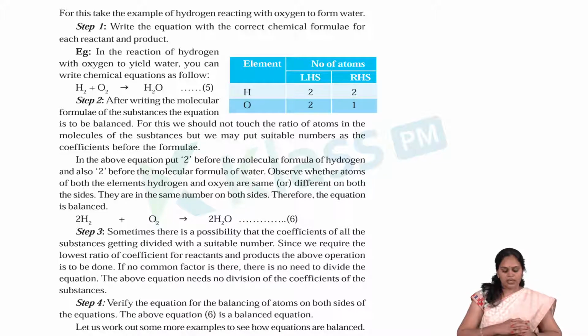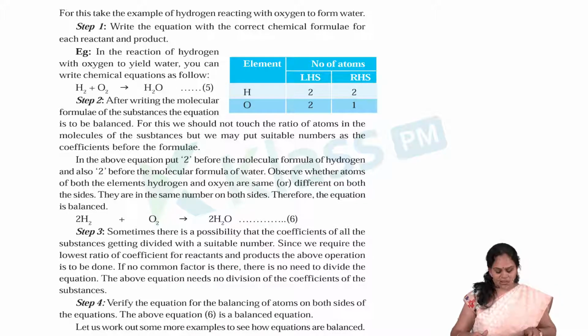In the given equation, if you put 2 before the molecular formula of hydrogen and also 2 before the molecular formula of water, observe whether the atoms of both the elements hydrogen and oxygen are the same or different on both sides. They are in the same number on both sides. Therefore, the equation is balanced. That is, if you keep 2 in front of the hydrogen and 2 in front of the product side, it will be balanced. See here, 2 2s are 4 hydrogens, 2 oxygens. In the product side also, 2 2s are 4 hydrogens and 2 oxygens. So the equation is balanced.